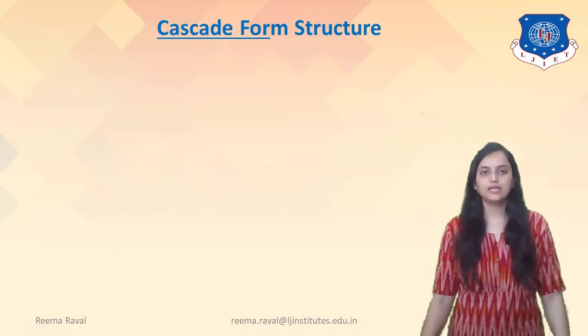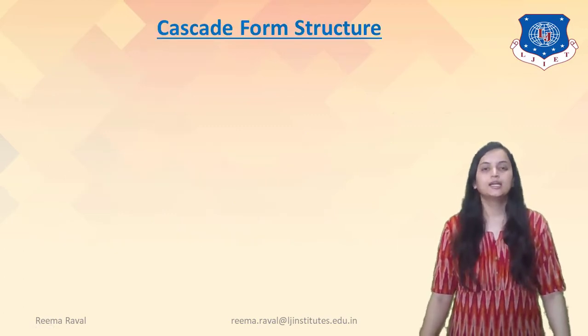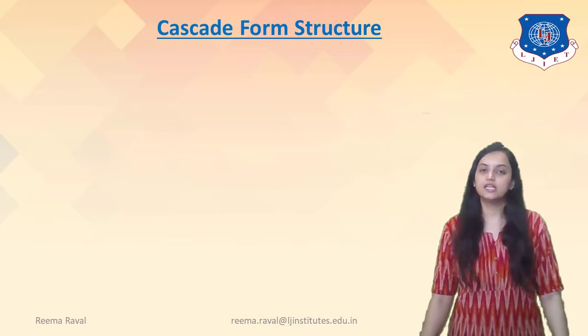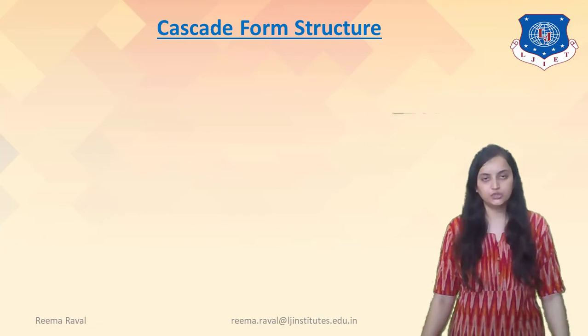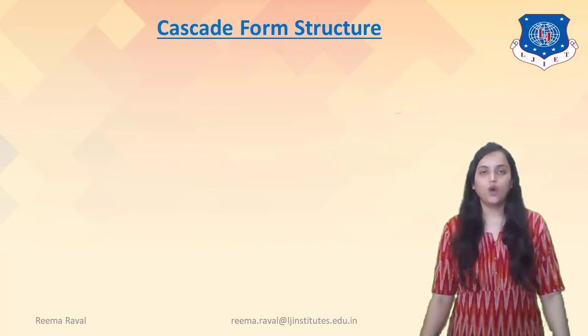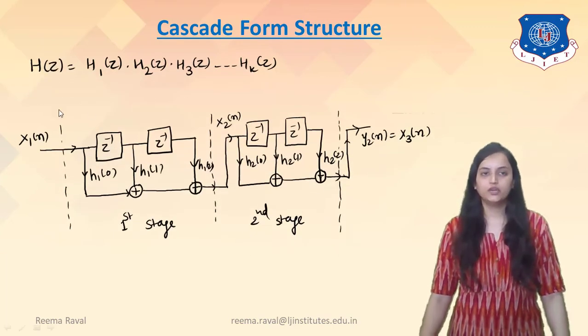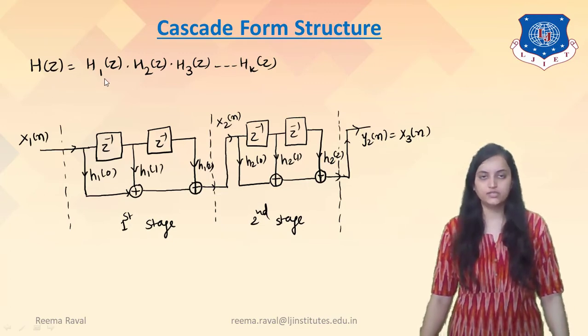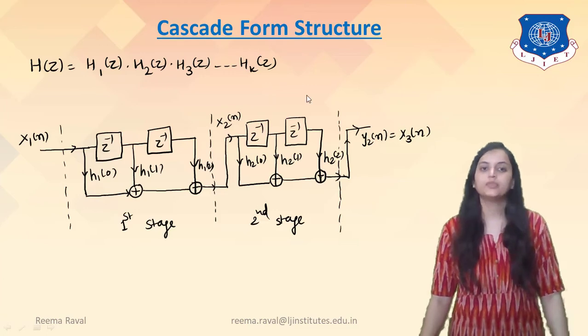Now, next is cascaded form structure. Cascaded form structure is basically a series form structure. That means in the system transfer function, we will have H1 of z, H2 of z, H3 of z, likewise, and we are going to multiply them to obtain the series or cascaded structure. So, as you can see over here, H of z equals H1 of z into H2 of z into H3 of z up to Hk of z.